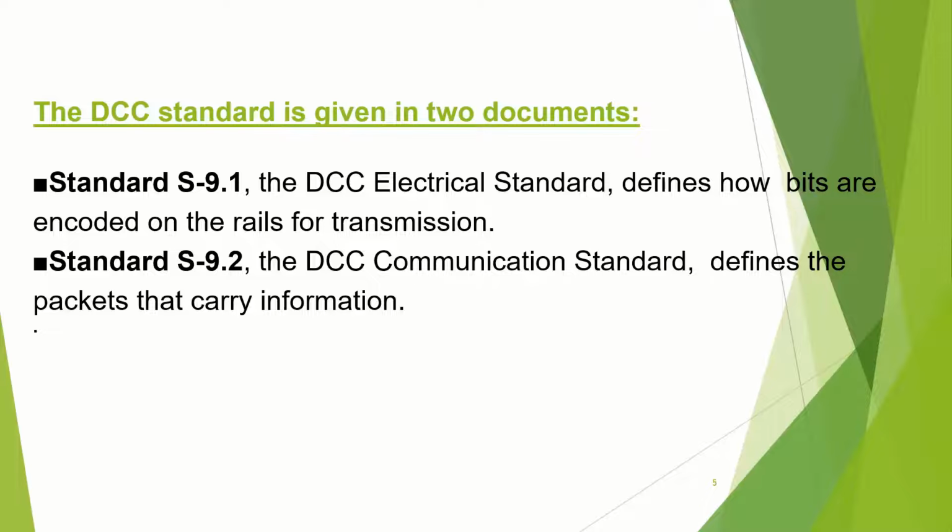The Digital Command Control Standard was created by the National Model Railroads Association to support interoperable digital controllers for model trains. The DCC standards are given in two documents. The first one is Standard S9.1. It is the electrical standard which defines how bits are encoded on the rails for transmission. The second standard is S9.2. It is a communication standard that defines the packet that carries the information.